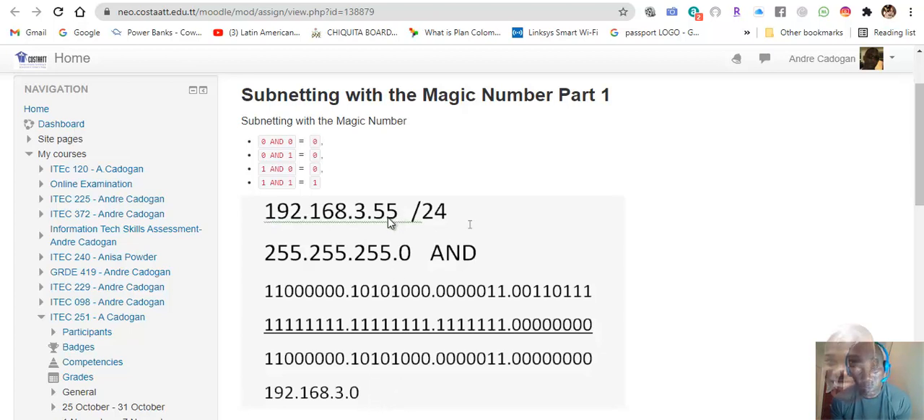So for this particular host, a question could come up in the exam: 192.168.3.55/24. What is the network address of this host here? And of course, with the whole concept of ANDing, which we'll explain in great detail, that will be 192.168.3.0.